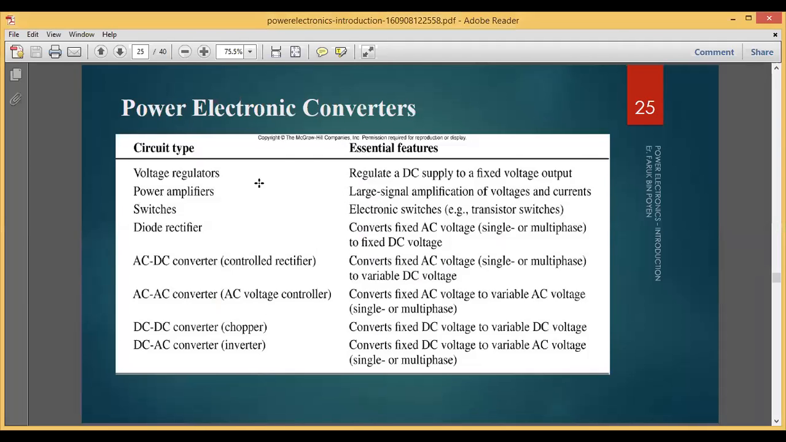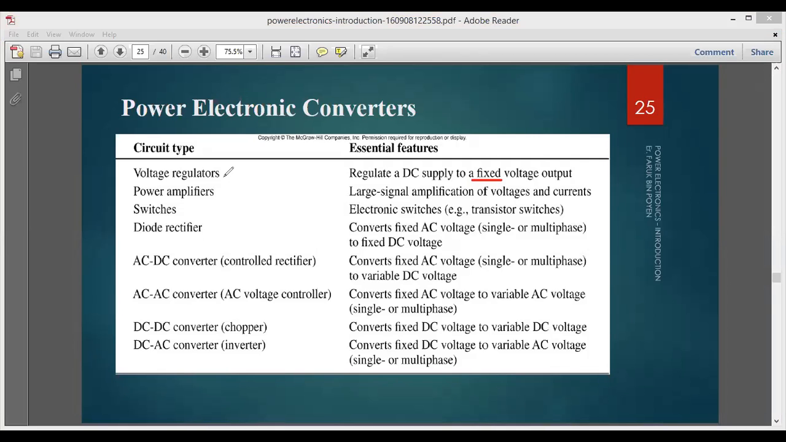This is again the summary of the basic power electronic converters. Here, one is the voltage regulator. What is a voltage regulator? This is a type of circuit. In electronics, we have one circuit called a voltage regulator, which maintains a constant DC supply, or another name you can take is fixed voltage.